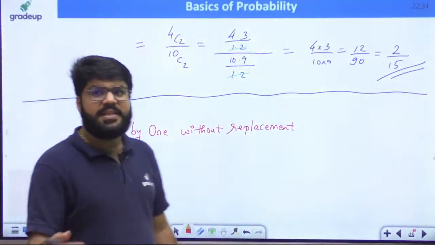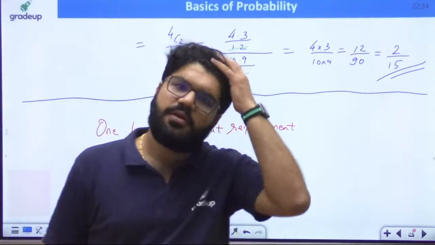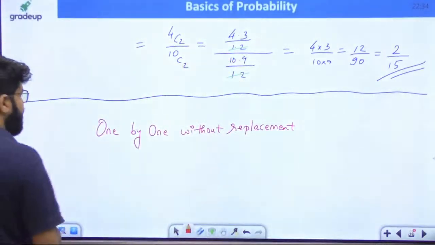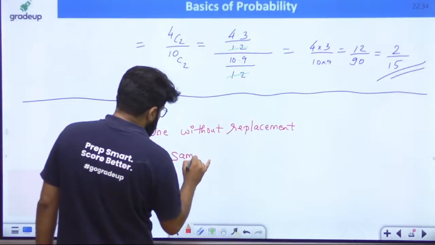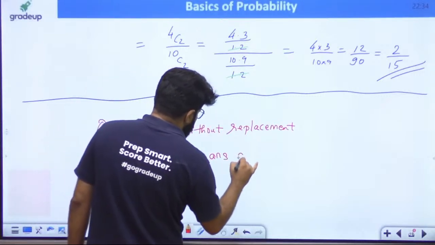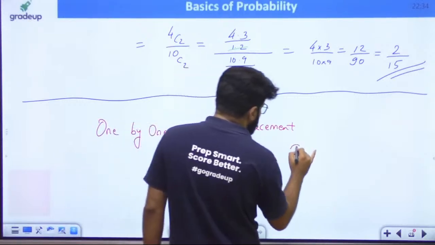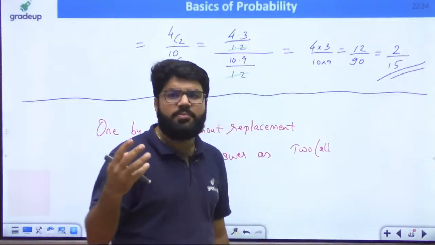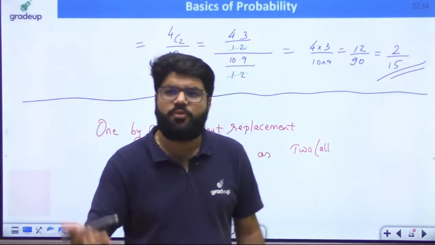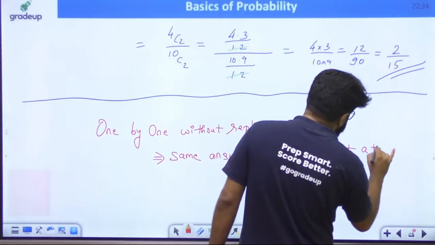Right. Without replacement. Say the logic, why 4 by 10? One by one without replacement will have the same answer as two at a time, or you can say all at a time. Here it was 2 balls. Some questions can be 3 balls, some questions can be 4 balls. So 2 at a time or all at a time.